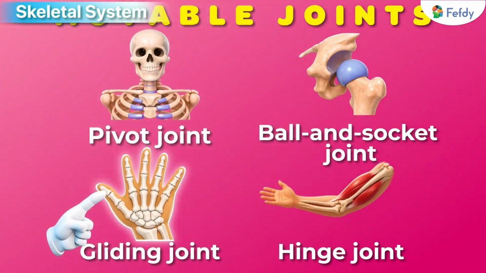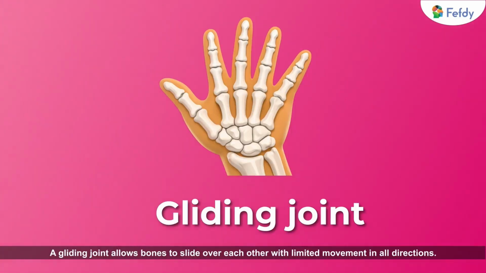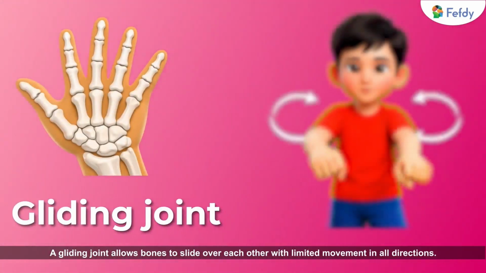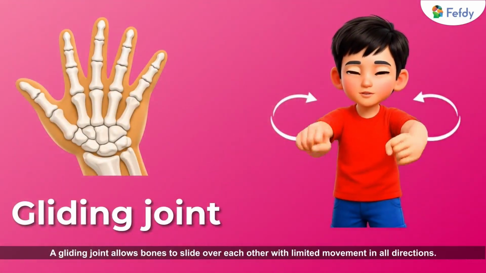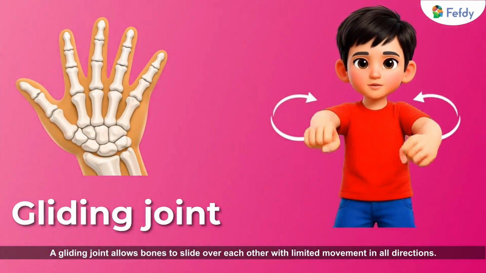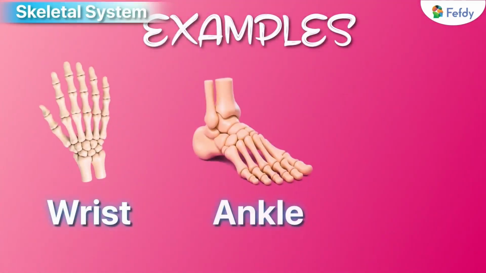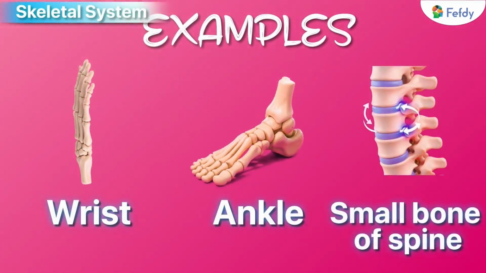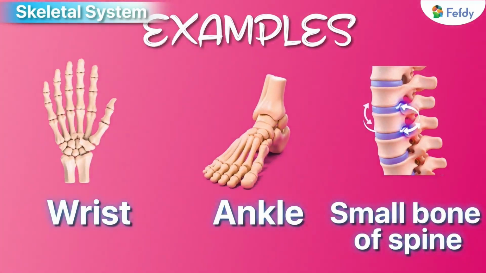Gliding or sliding joint. A gliding joint allows bones to slide over each other with limited movement in all directions. Example: wrist, ankle, and between the small bones of the spine.